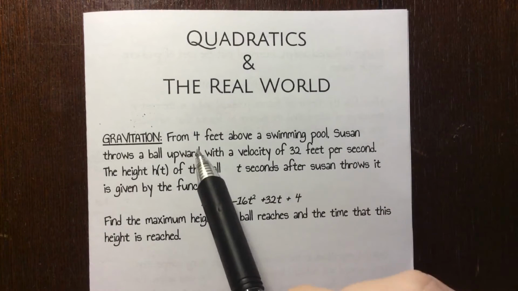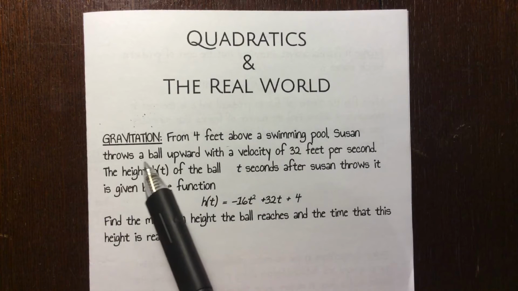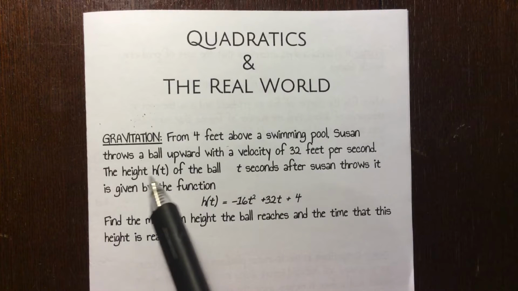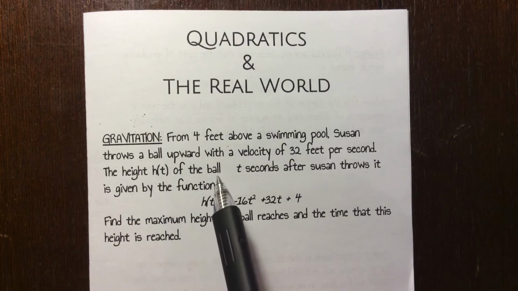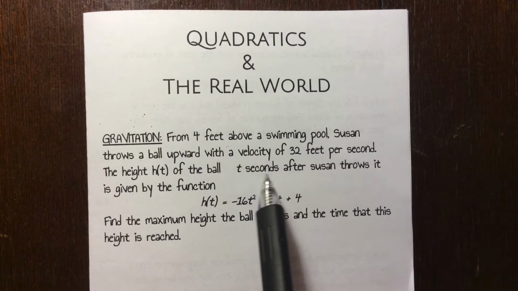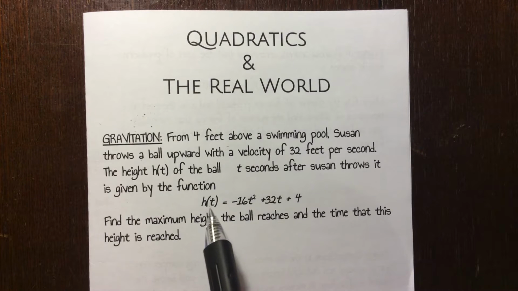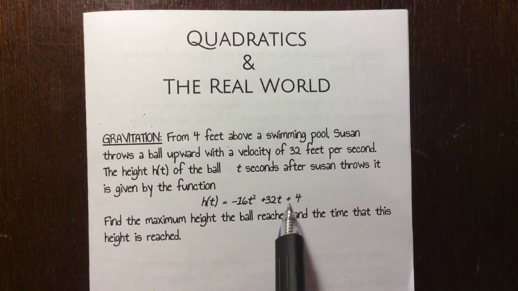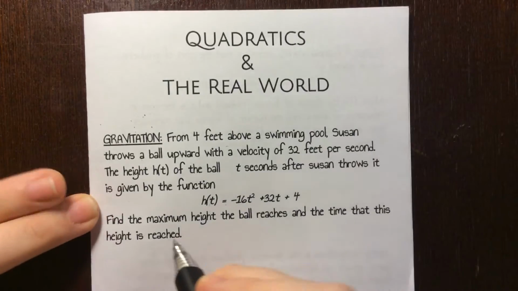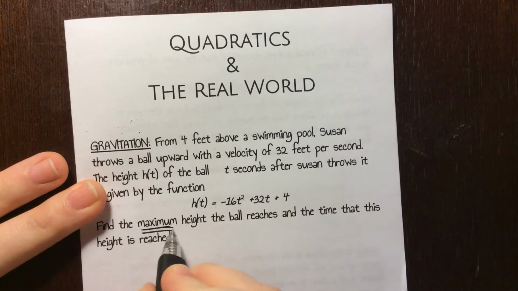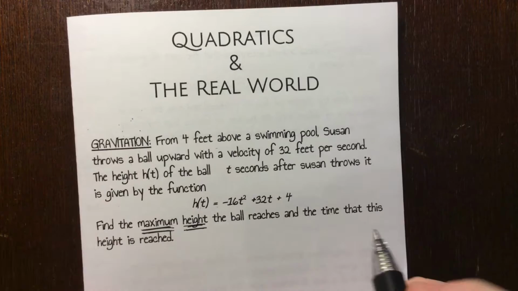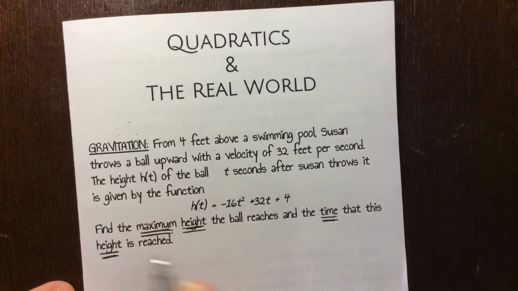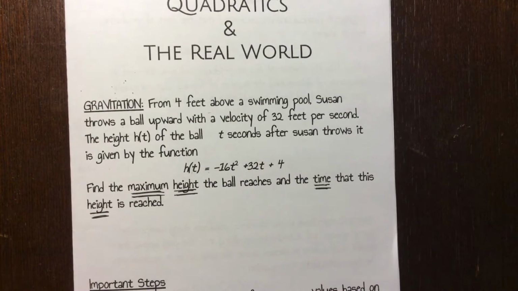From 4 feet above a swimming pool, Susan throws a ball upward with a velocity of 32 feet per second. The height, h of t, of the ball, t seconds after Susan throws it, is given by the function h of t equals negative 16t squared plus 32t plus 4. Find the maximum height the ball reaches and the time that this height is reached. Okay, so we're looking for the maximum height and the time.